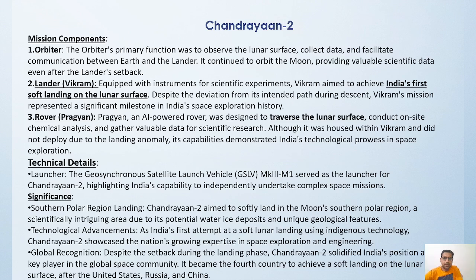So under the orbiter part, this orbiter will be functioning to observe the lunar surface from a distance. They will collect the data. Communication: it will help in communication between the Earth and the lander.